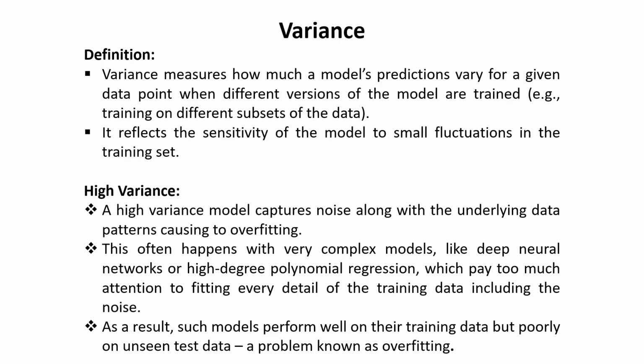So what is high variance? A high variance model captures noise along with the underlying data patterns, which causes overfitting. It not only trains on the data sets, it also captures some of the noise. This often happens with very complex models like deep neural networks or high degree polynomial regression, which pay too much attention to fitting every detailed value of the training data, including the noise. As a result, the model performs well on the training data, but poorly on the unseen test data.